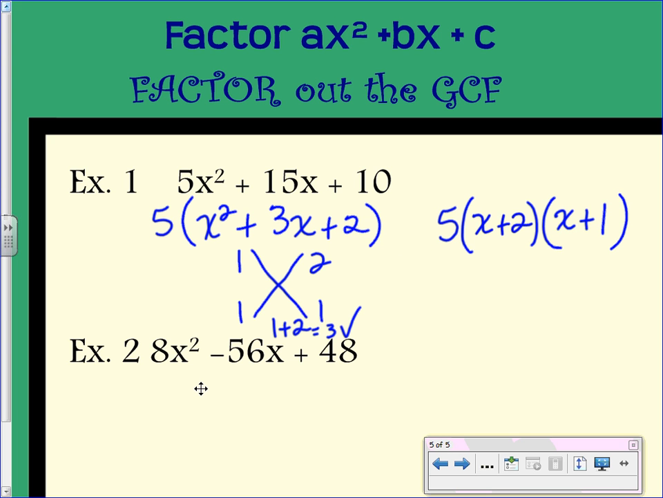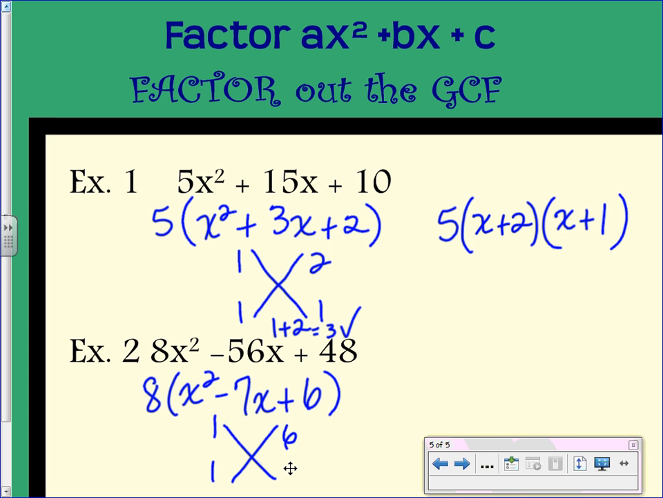If we look at number 2, we take out the 8. So we are left with x squared, and then minus 7x, and then plus 6. And then, of course, we draw our x, and our a value is 1. So a 1 and a 1, and a 6 and a 1. And again, they have to multiply together to get a positive 6, but add together to get that negative 7.